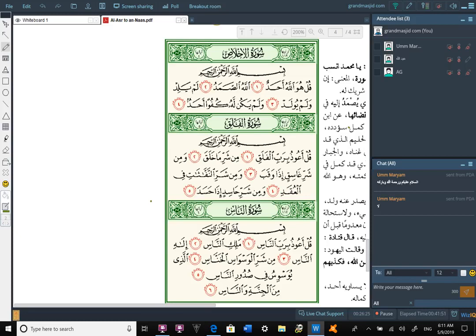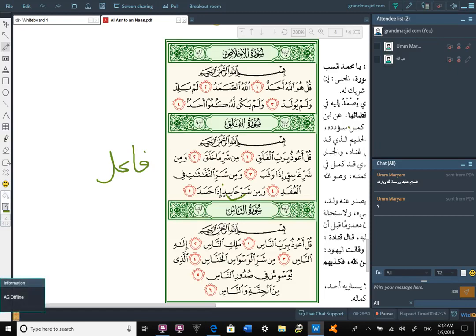Wa min sharri hasidin idha hasad. Wa min sharri, we've already been through this. Hasidin idha hasad. From the shar of the hasid, from ha, sin, dal. It's on the scale of fa'il, the one who does the hasad. Hasid is majroor because it's mudaf ilay, majroor with the kasras, right? Hasid, the one who is envious or jealous.